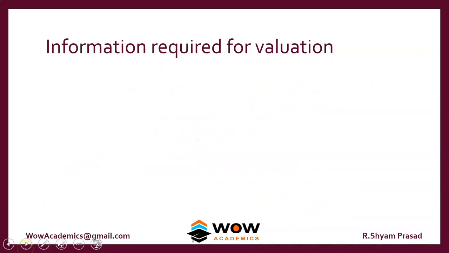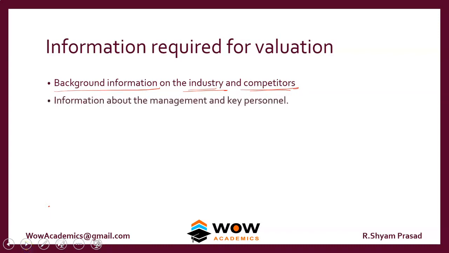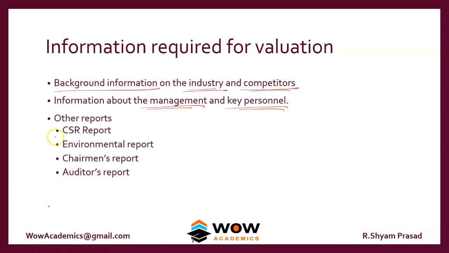For example, we can also get background information on the industry in which the company is, or the company's competitors, information about the management, how good they are, how ethical they are, and how talented they are. We can also get other reports in terms of CSR, environmental, chairman's report, auditor's report. This information is called qualitative information.